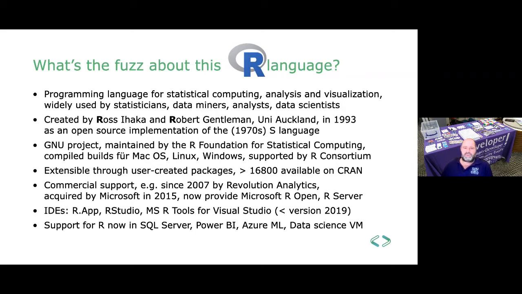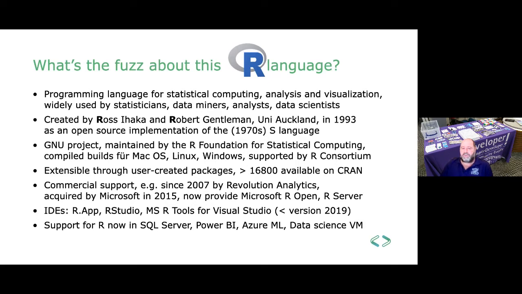It's an open source GNU project. It's maintained by a foundation. You can run it on macOS, on Linux, and on Windows. And it is one of the key success factors: it's extensible through so-called packages, and there are about 60,800 of them available for download. Think of them as small extension libraries that everyone who uses the R language can create and give to the community for others to use. And I have one example of that later on in my demos.